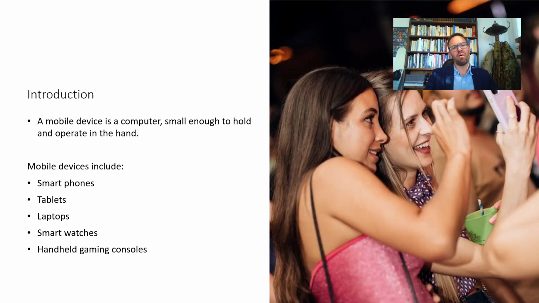So when we talk about mobile phones, we talk about a mobile device, which is a computer. These things are technically computers, have central processing units and all that sort of stuff, got RAM. So it's like a computer, but it's small enough to operate within your hand. Now, technically, mobile devices include smartphones, tablets, laptops, smartwatches, and handheld gaming consoles. But when we talk about mobile marketing, we're mostly thinking about smartphones, like mobile phones.